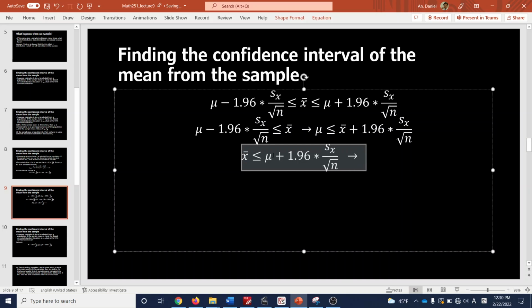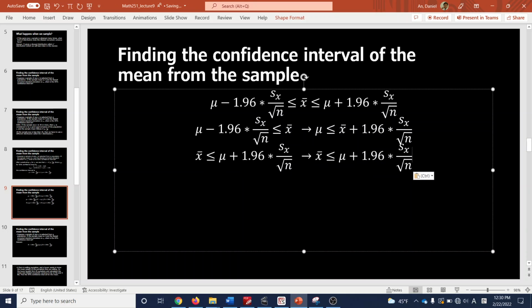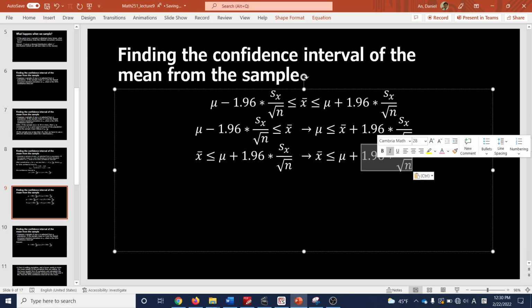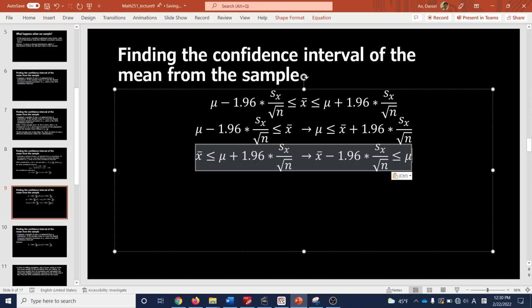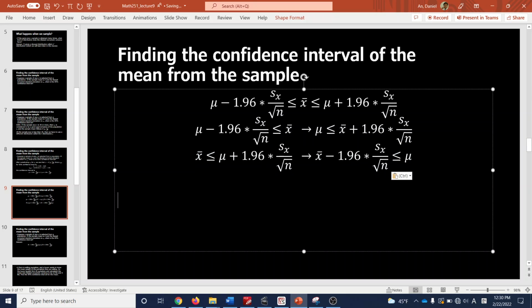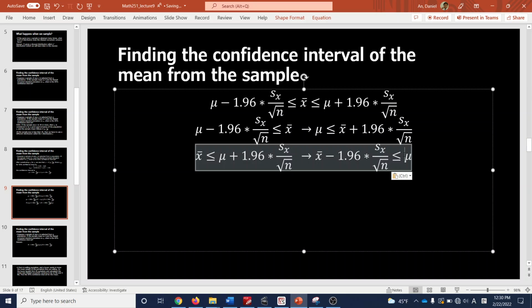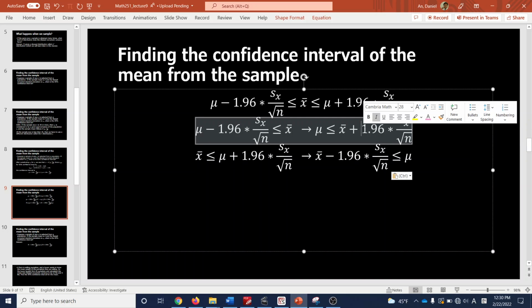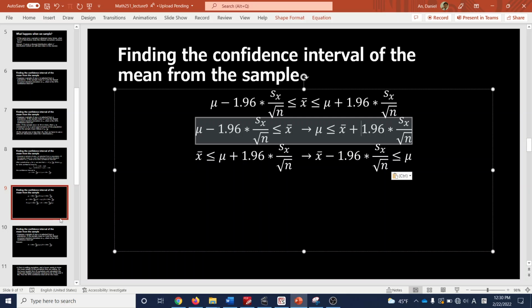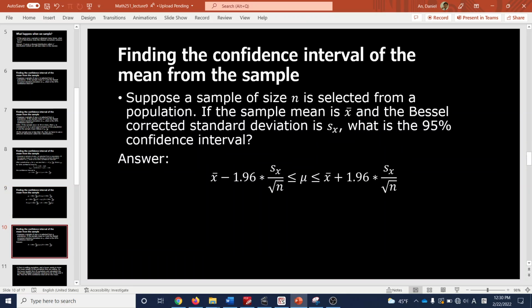If you subtract 1.96 times Sx over square root of n to the left side, so let's copy this again, what I'm trying to do is subtract this. And you get that mu is bigger than this. So what you end up with is that the population mu must be between these two values. And that's a nice result. So here's the result, okay?